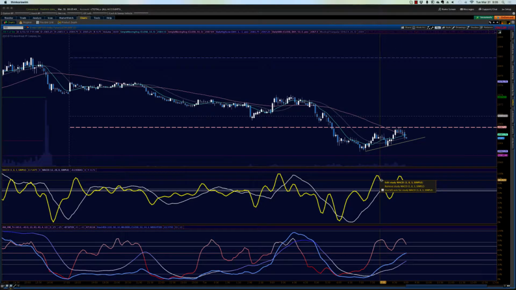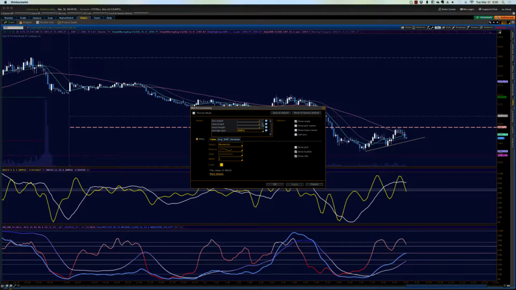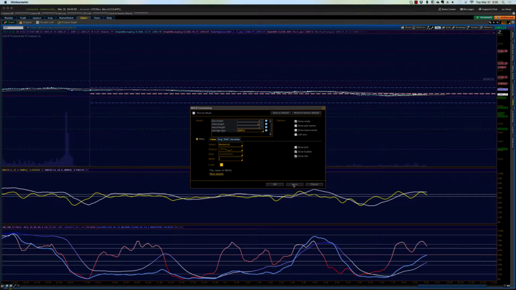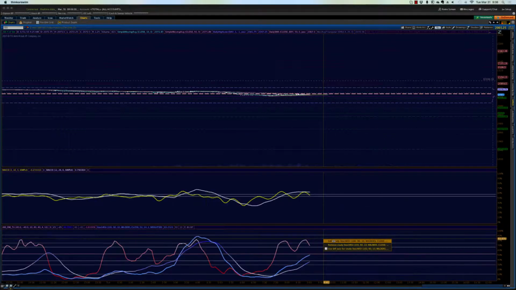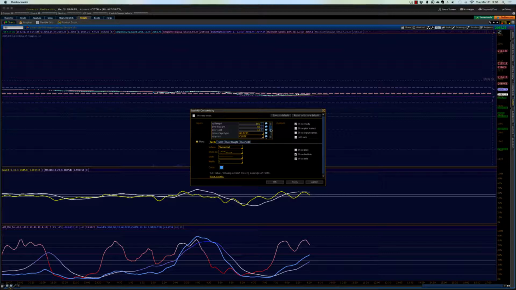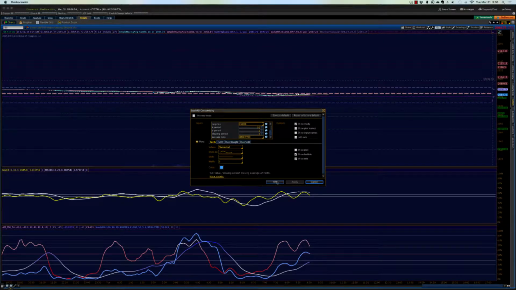I think I want to change this to a 10. Less sensitivity. Let's see if that holds us. I'm also going to change this. Don't fret, folks, just checking it out. We'll see how it goes right here.